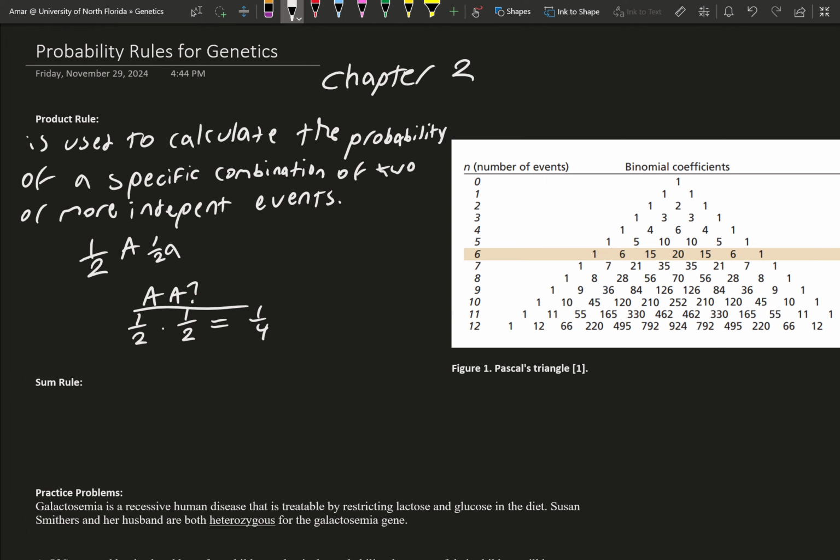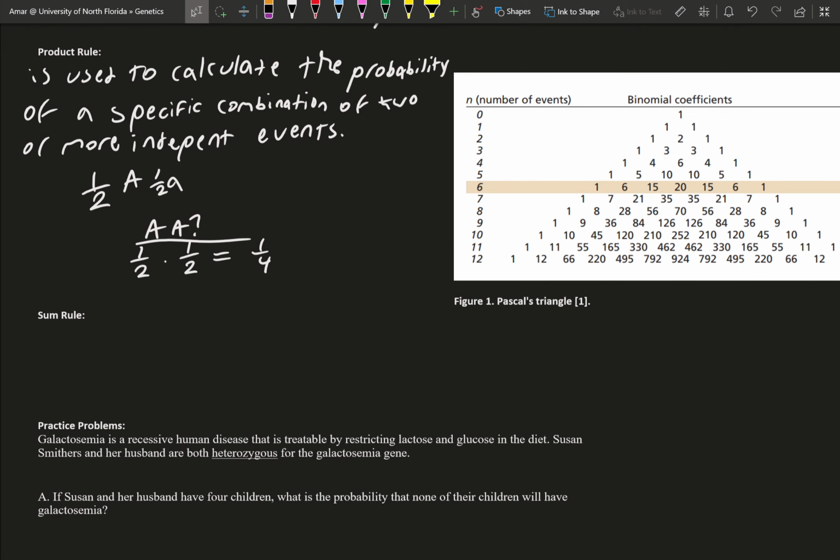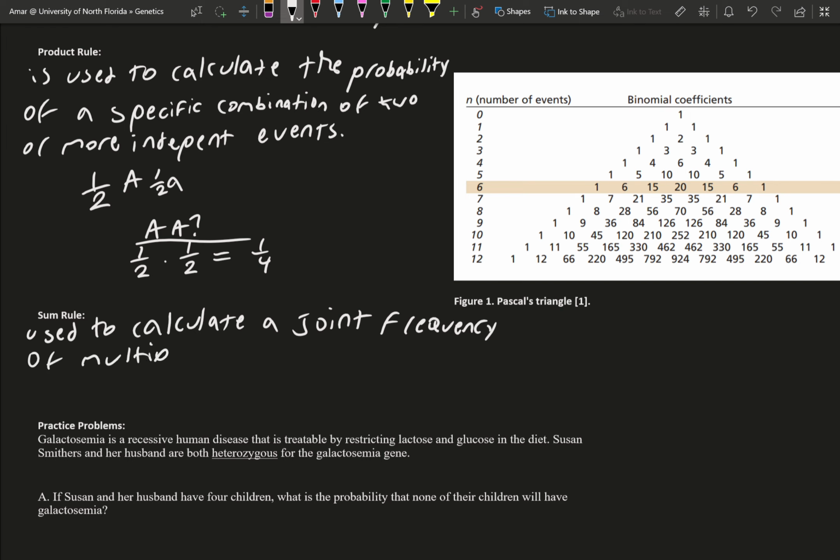Cool. So here's another good one. We haven't used this one that often, and it really isn't used that often either, but it's called the sum rule. And you're going to use this to calculate a frequency, a joint frequency of multiple outcomes that have alternative pathways.